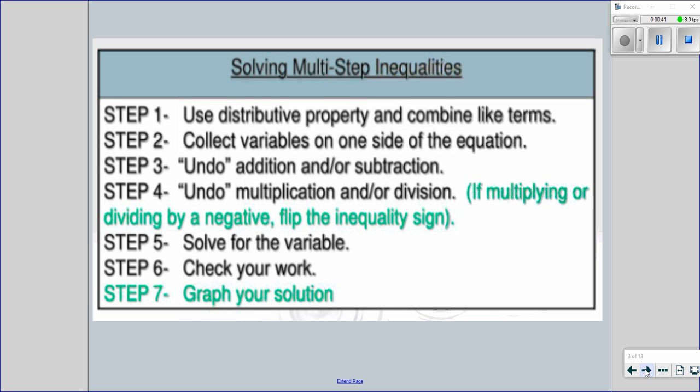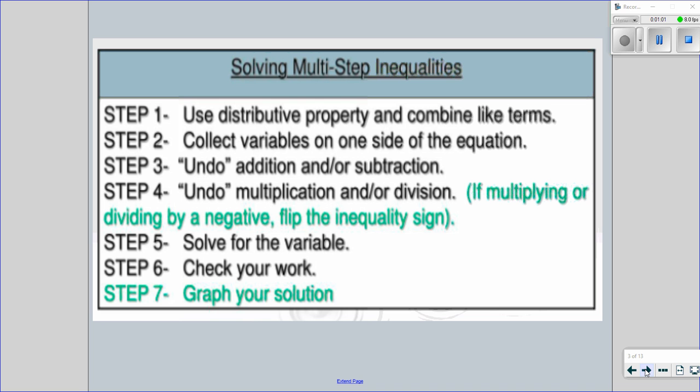So to get one term to the other side, you do it using the properties of equality, by using addition or subtraction. And then step 4, undo by using multiplication and/or division to get one term to one side or to the other side.